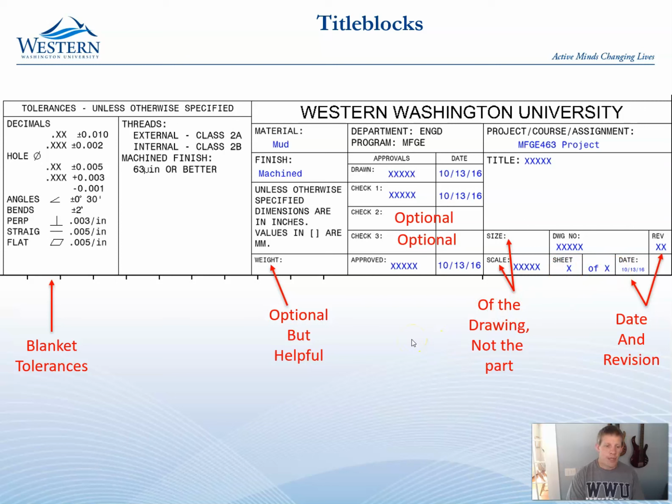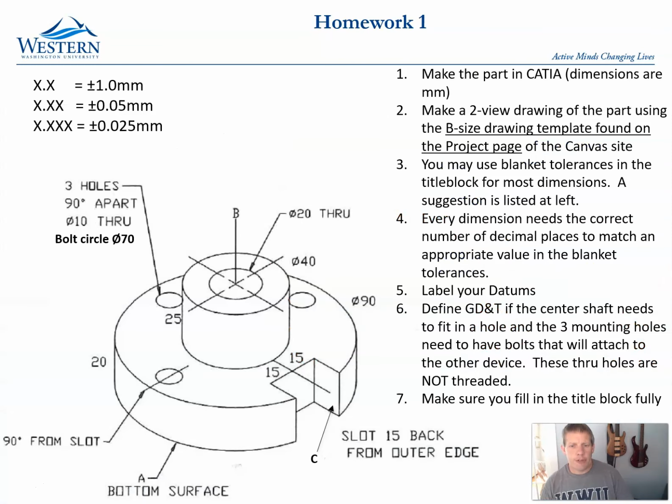So your first homework, you're going to find the assignment for this on the Canvas site. But what we're going to be doing is you're going to be making a part. The dimensions are all millimeters for this part. So remember, you can go into options and then to parameters in general, and you can change the units in there. If you have a question about that, email me and we'll make sure you get the units changed. You're making a 2-view drawing of the part, so you need at least a top view and a side view.